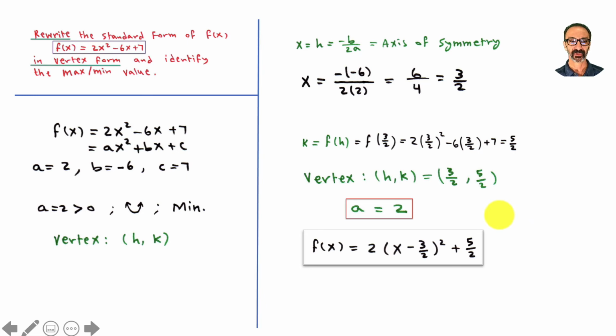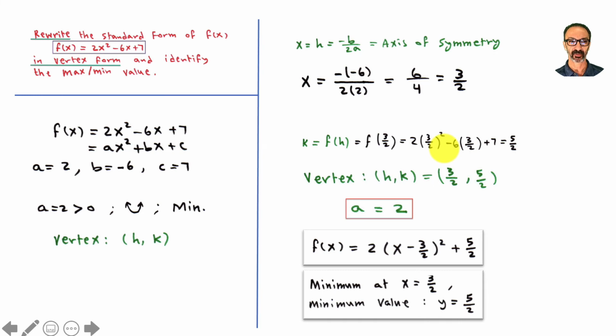So with that in mind, identify the maximum or minimum value. Here's the minimum value. Because the graph opens up, we have a minimum at x equals 3 over 2, which is at x equals minus b over 2a, and the minimum value will be the output of the vertex, k, and that's 5 over 2. Hopefully that was clear and helpful.